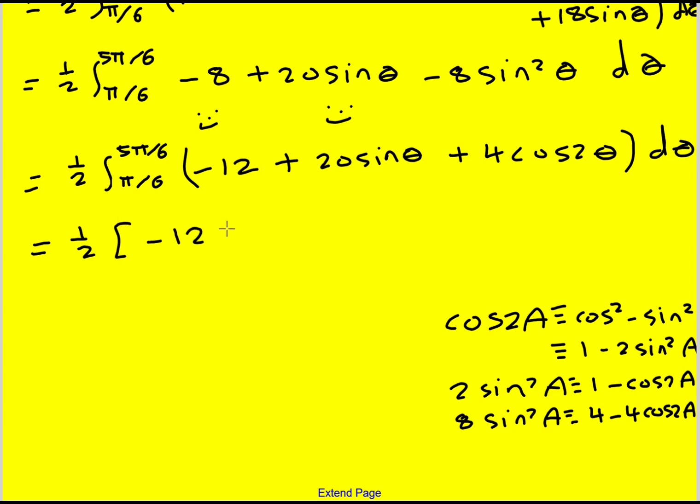So I'm going to get minus 12 theta. And then sine theta integrates to minus cos theta. So I'm going to get minus 20 cos theta. Then cos 2 theta will go to sine 2 theta, but then I need to divide through by 2. It will stay positive though. Remember, you can just differentiate back and check that it works using the chain rule. But that is going to be fine.